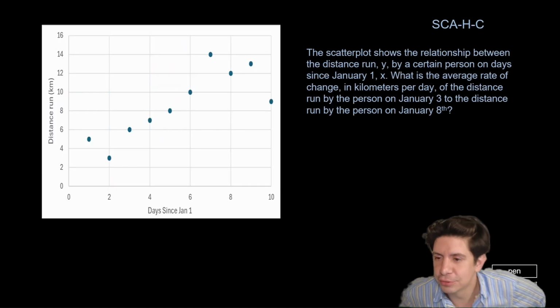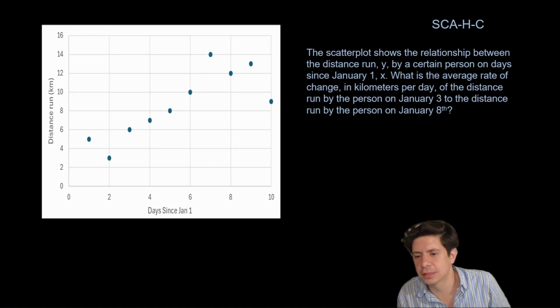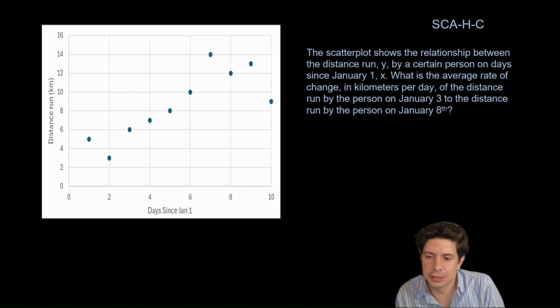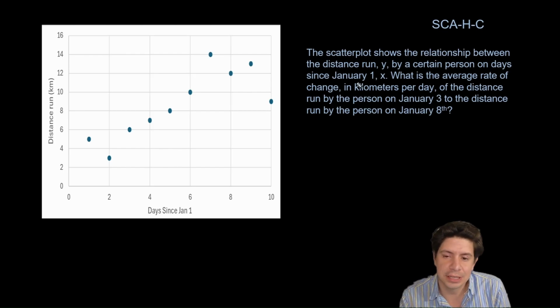The scatterplot shows the relationship between the distance run y by a certain person on days since January 1st, x. What is the average rate of change in kilometers per day of the distance run by the person on January 3rd to the distance run by the person on January 8th? So, days since January 1st, so January 3rd will be 2 days in, so we're going to use this point here. January 8th would be 7 days, so we're going to go here.